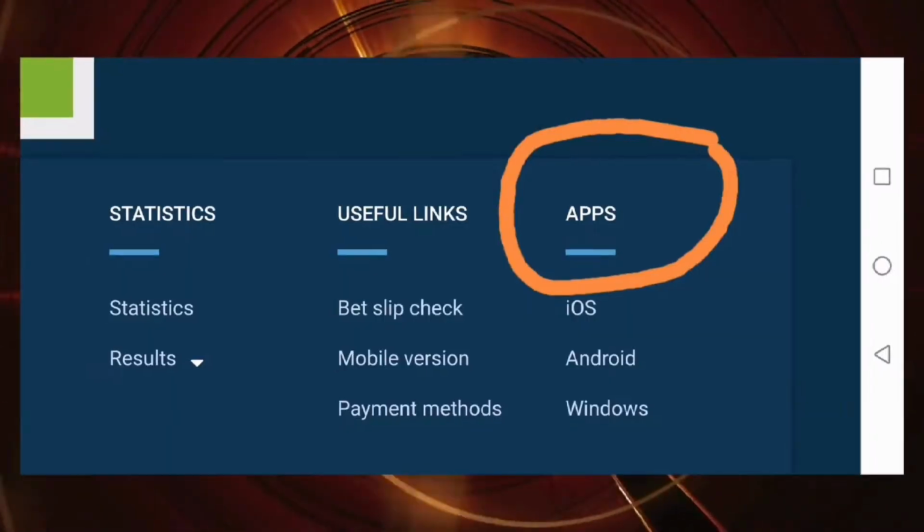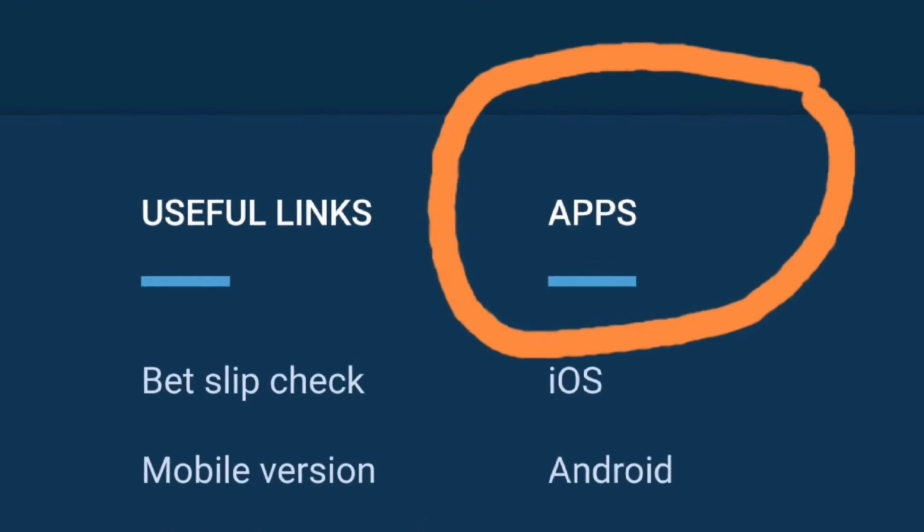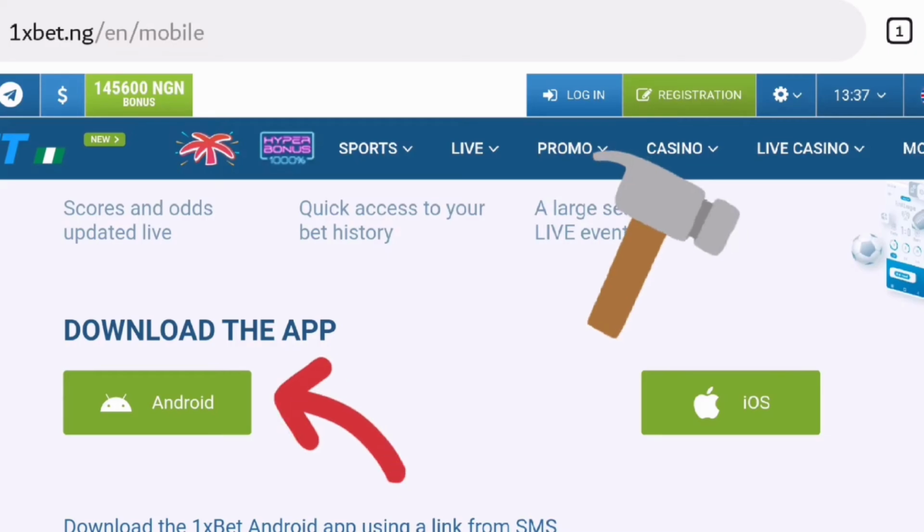Step 2. Look for apps located at the bottom of the website and click on your choice of phone, iOS or Android. Step 3. Select the Android or iOS icon to download the 1xBet app.